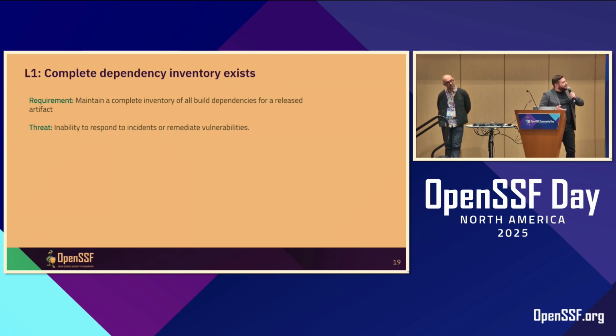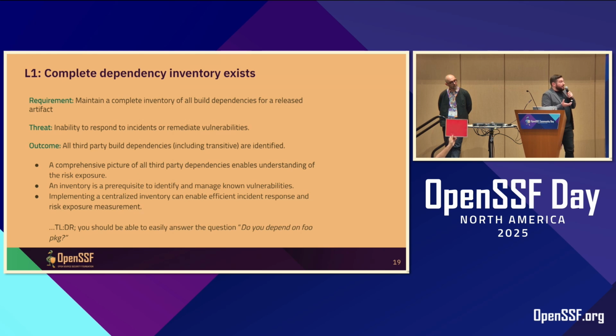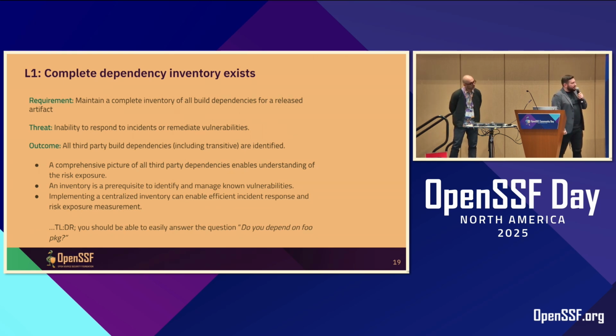Now, it's quite clear, if you don't know what you depend on, you cannot mitigate risks. You can't manage what you don't measure. If you don't have visibility, how will you find problems, all those sorts of things. And so the outcome here really should be that you have good visibility into what your dependencies are. It allows you to do a lot of things, but really the TLDR is you should be able to answer the question, do you depend on this package? That should be a basic question to answer with this first level.